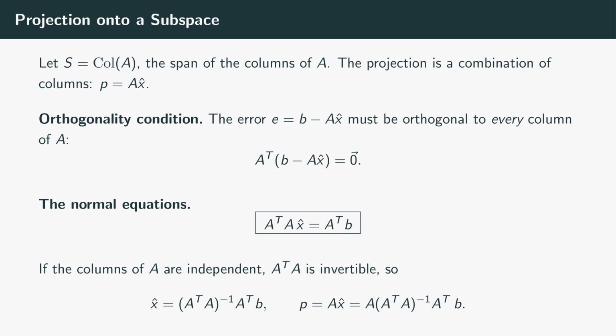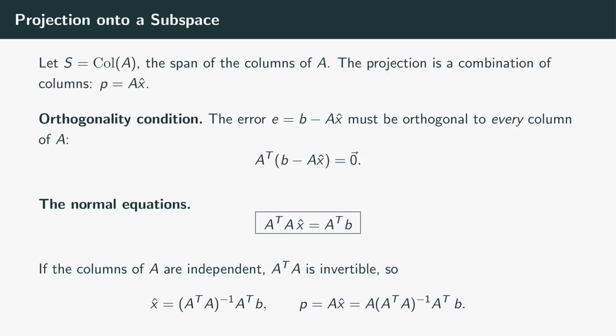Stacking all those perpendicularity conditions into one statement: A transpose times the error equals the zero vector. Multiply that out and rearrange, and you get the single most important equation in applied linear algebra: A transpose A times x hat equals A transpose b. These are called the normal equations, normal again meaning perpendicular.